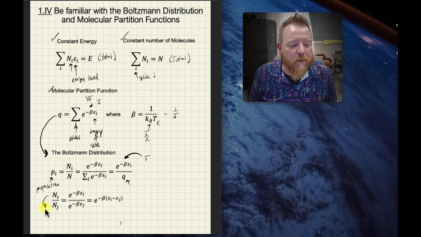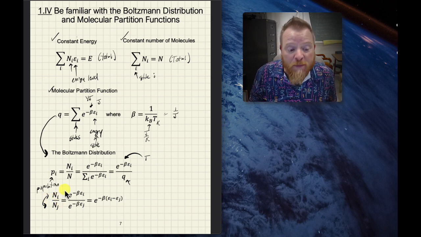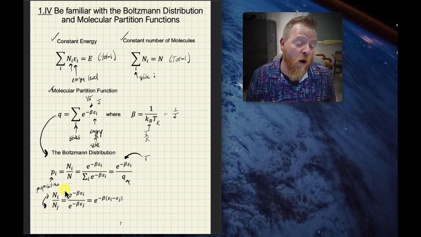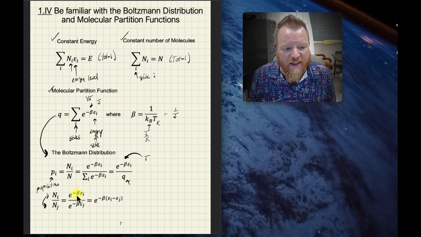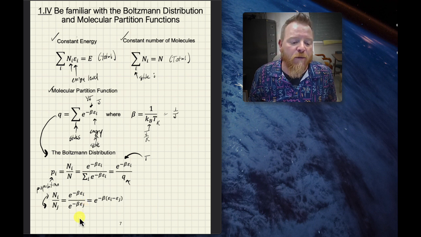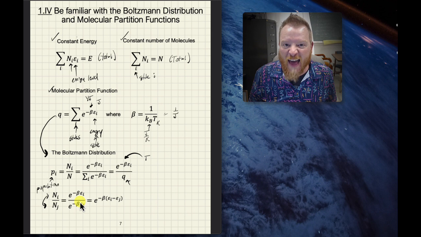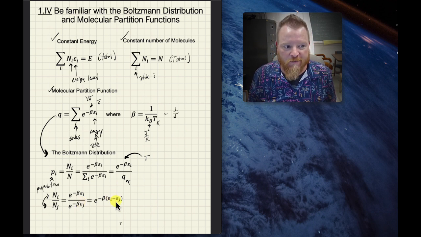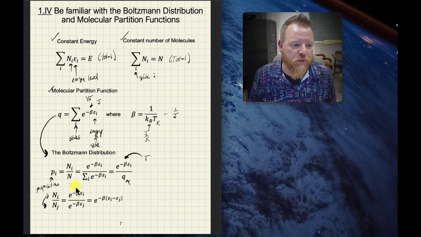Similarly, if we wanted to compare the number of molecules in state i compared to state j, we don't need to sum up all of the total. We just need the individual exponential calculations. So it'd be e to the negative beta energy of state i divided by e to the negative beta energy of state j. And recall through our exponential tricks, instead of doing that as a ratio, we could take that as a subtraction in the exponent, just from doing the algebra.